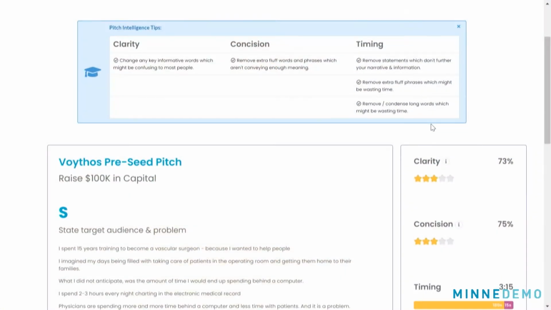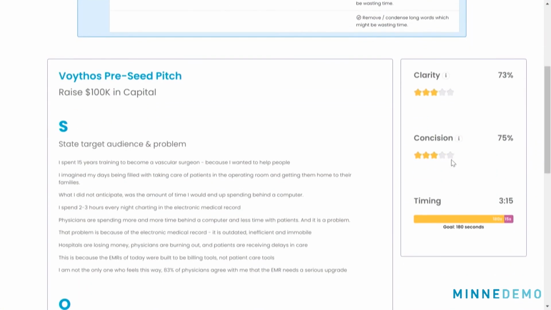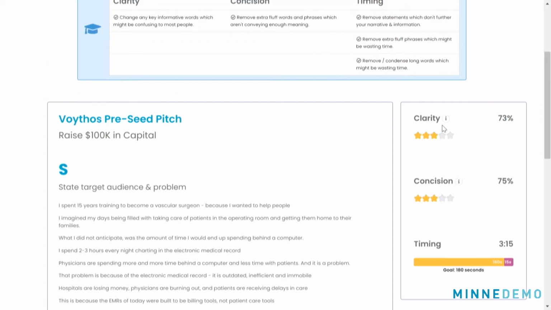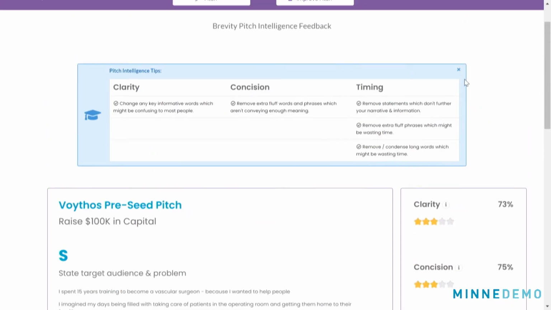One, you have pitch intelligence. So when we go to the pitch intelligence page, you can see that there's room for improvement in clarity, concision, and timing. One thing to note in particular is the timing. For a 3-minute pitch, you can already see that Sophia is already 15 seconds over. So instead of using the video recorder or using Google Docs, as you're typing out your pitch script in our platform, you're getting real-time analytics.